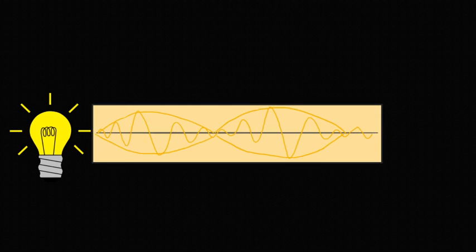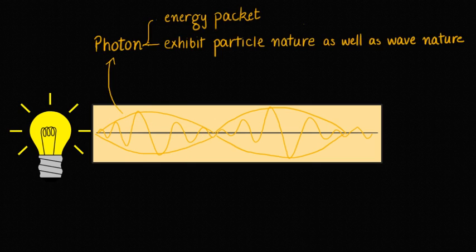So according to Einstein, the light travels as a discrete photon. Can you see this individual packet? This individual packet is known as your photon. This individual packet is your energy packet. You can assume it like a particle. So this is your photon, which is your energy packet.